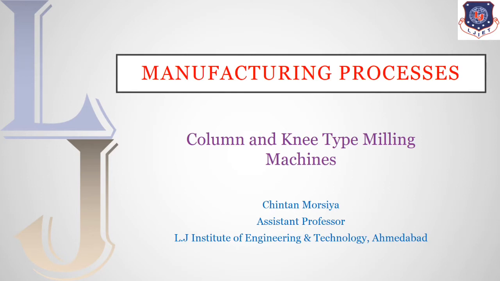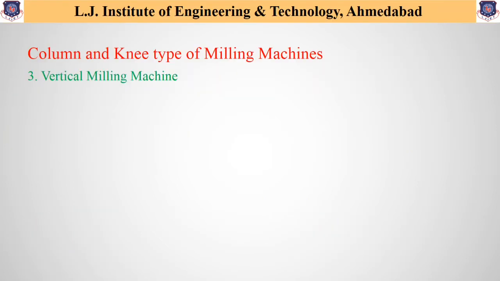Hello students, today in this lecture we will discuss further different types of column and knee type milling machine. In the previous lecture we discussed the hand milling machine and the horizontal column and knee type milling machine. Now in this lecture we will continue our topic with vertical column and knee type milling machines. So first, let us start with the vertical milling machine, which is one type of column and knee type milling machine.